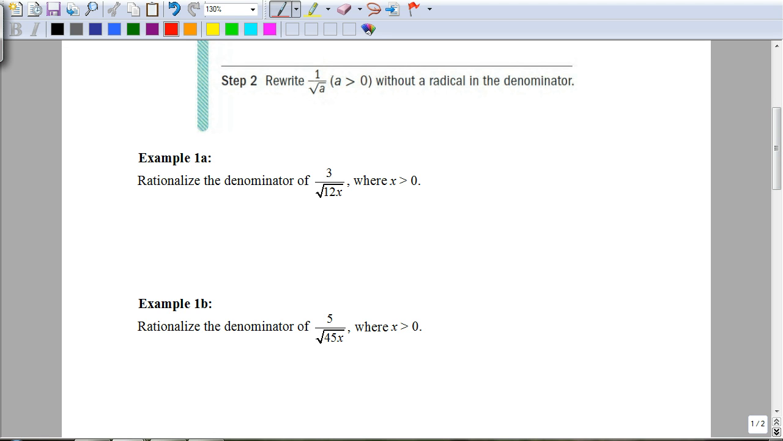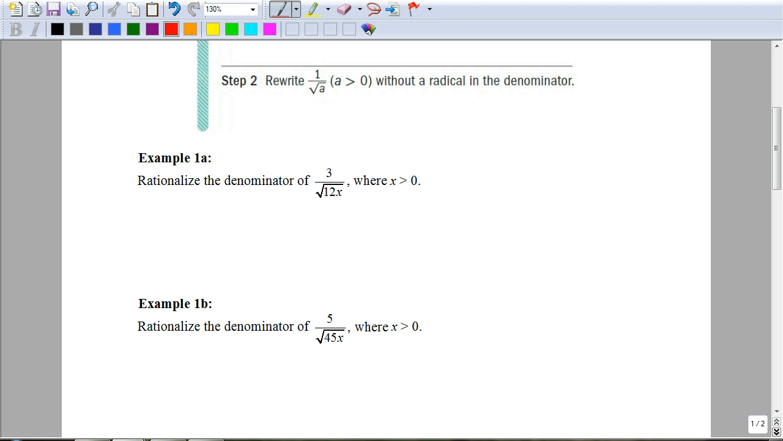You know that we can't divide by 0, so we can never have 0 in the denominator. Some other things about fractions is that you can never have a square root in the denominator. So when we see a problem like this, 3 divided by the square root of 12x, we need to get rid of that square root of 12x. We cannot leave it like this.